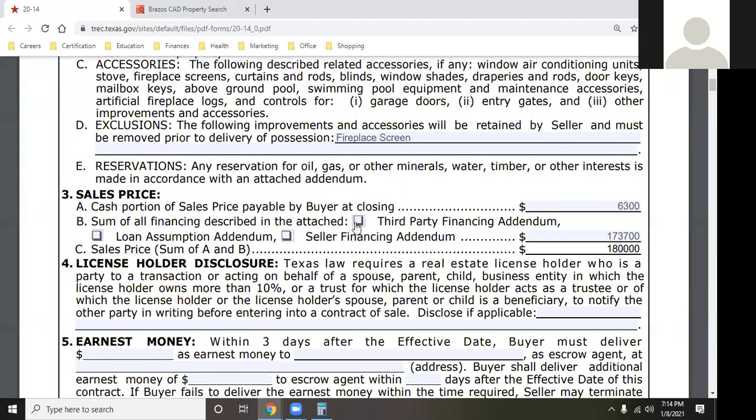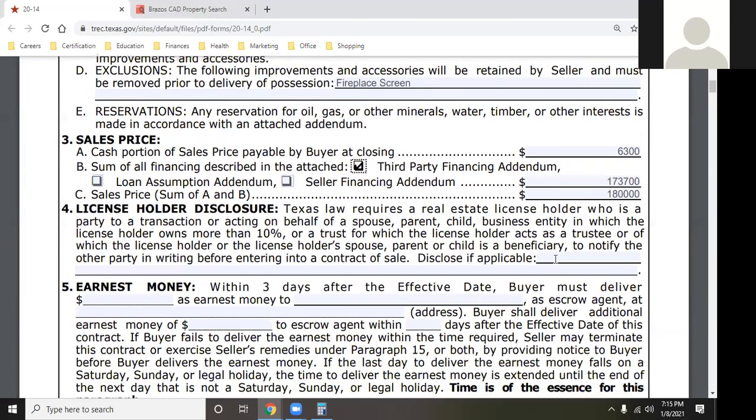Now, one thing before we jump to paragraph 3, we have to check the box for third party financing because he's getting financing. If B was blank, then all of these boxes in here need to stay blank. Does that make sense? So if B's blank, there should not be any checks here, and the total amount should be on line A and line C, if it's a cash offer.